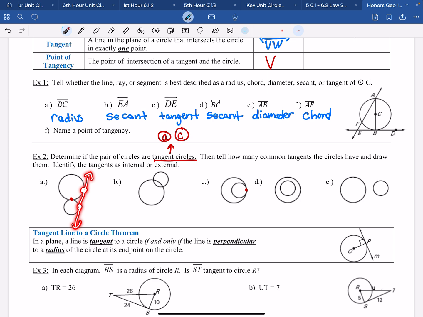So what I want you to do right now is take a few seconds, again, I want you to pause the video. I want you to draw all the common tangents. If you want, you can listen through while I do A. You can do it with me and then do the rest on your own and then check your work, however you want to do it. But I'm going to go ahead and get started on doing A.